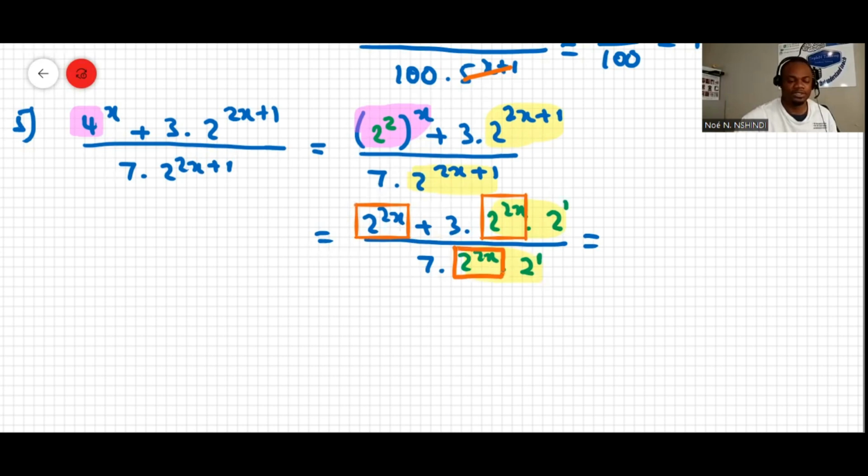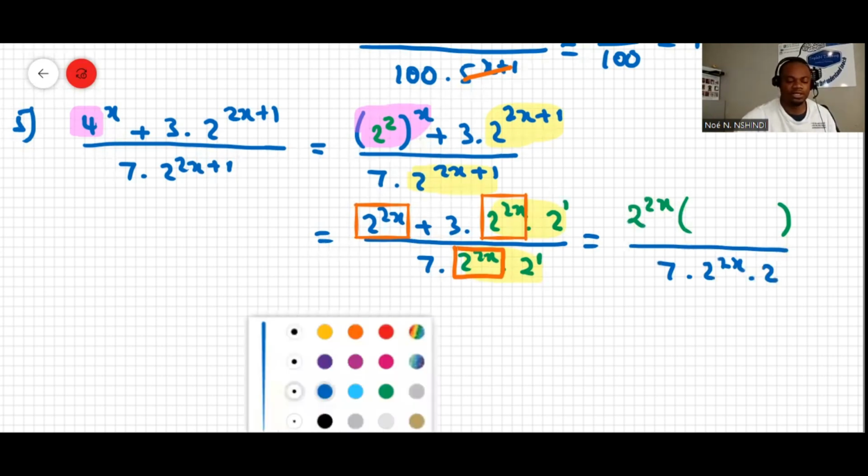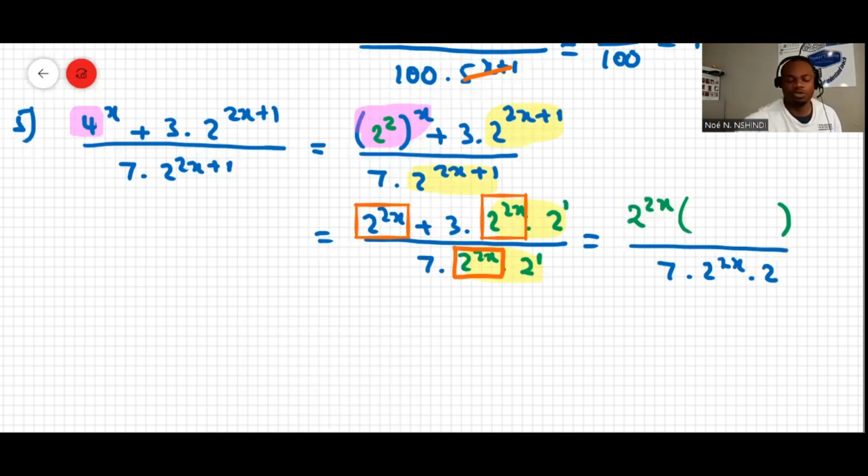Now we can take 2 to the 2x as a common factor, and then this is what will happen, over 7 times 2 to the 2x multiplied by 2. In the bracket, if I take 2 to the 2x out, the answer here mustn't be 0. Understand that it can be like 1 times 2 to the 2x, so the answer here is actually 1 when we take 2 to the 2x out as a common factor. Plus 3 times 2.